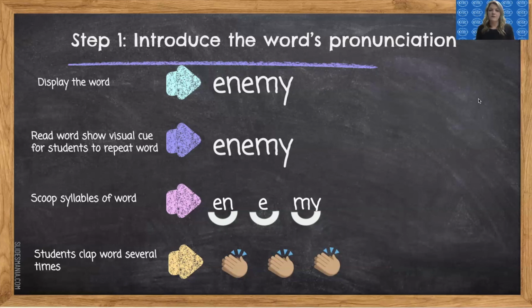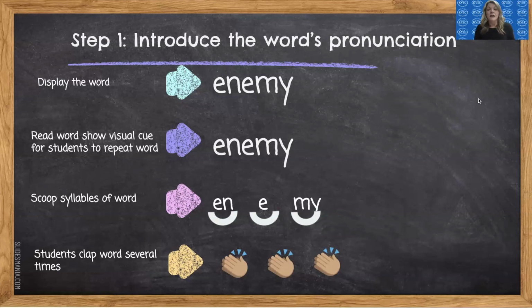So the visual cue right now is the actual word itself. This is going to be displayed, spelled out however you want to do it, on the board or whatever. They repeat it, the visual cue of the word. And the next step is you're going to break it apart into syllables. We call it scooping. We're going to scoop the syllables.